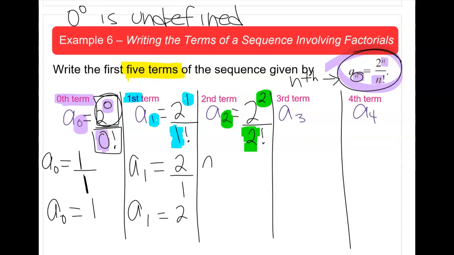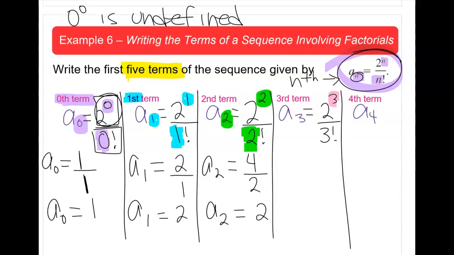So simplifying this, we're going to get 2 to the power 2 is 4. And 2 factorial is the same as 2 times 1, which is 2. So that means that a sub 2 is equal to 2. Next term, we're going to have 2 to the power 3 over 3 factorial.